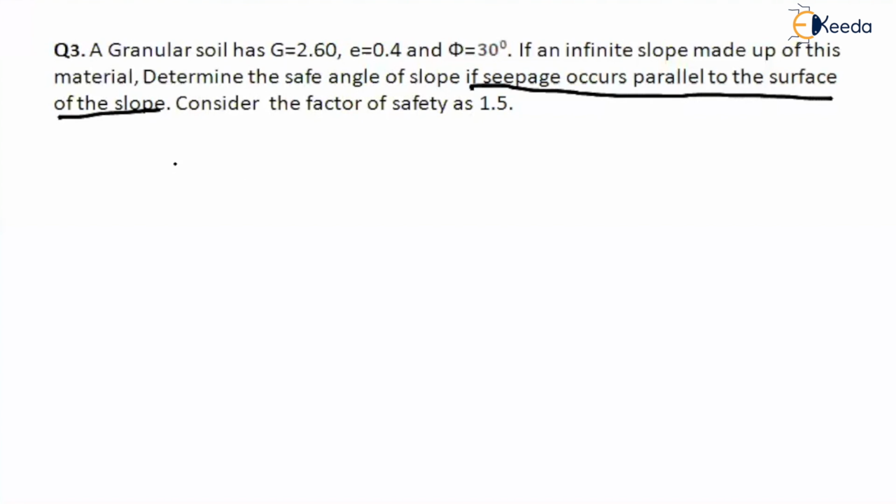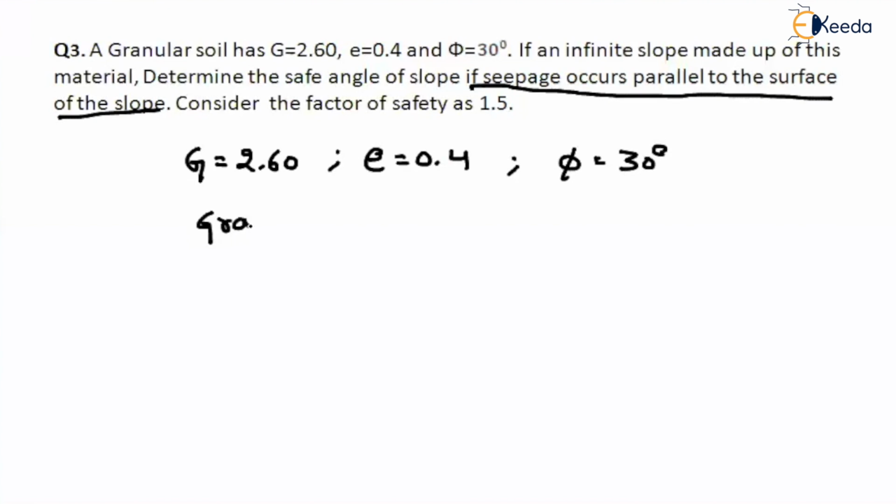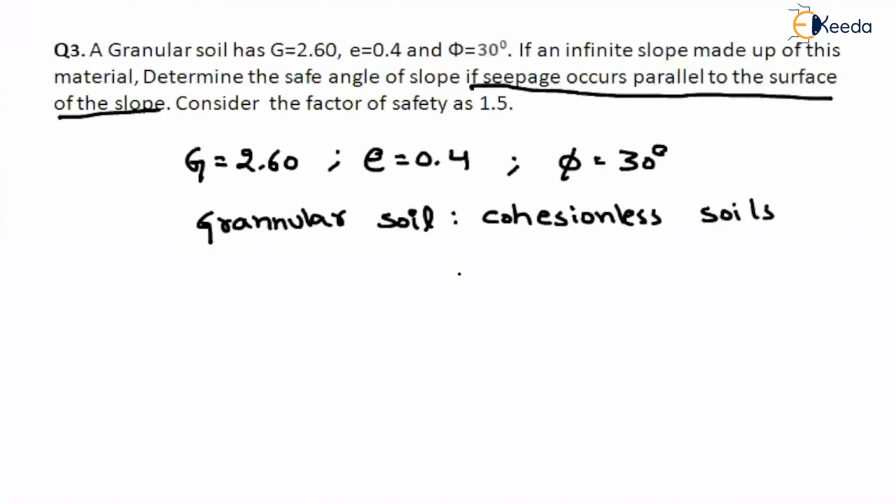First write down the given data. G equal to 2.60, void ratio is 0.4 and angle of friction is 30 degrees. It is mentioned that it is a granular soil. If it is a granular soil, then it comes under cohesionless soils. That means the C value will be equal to 0.